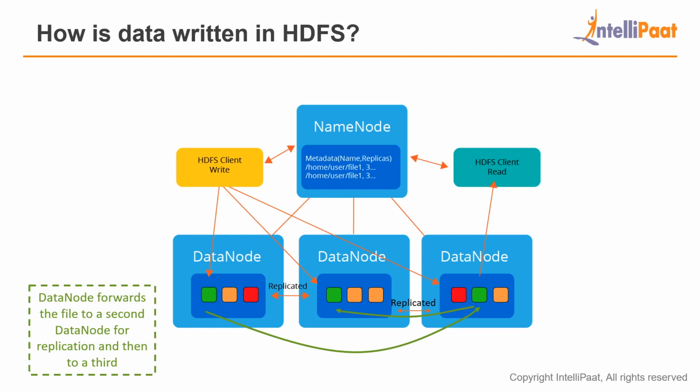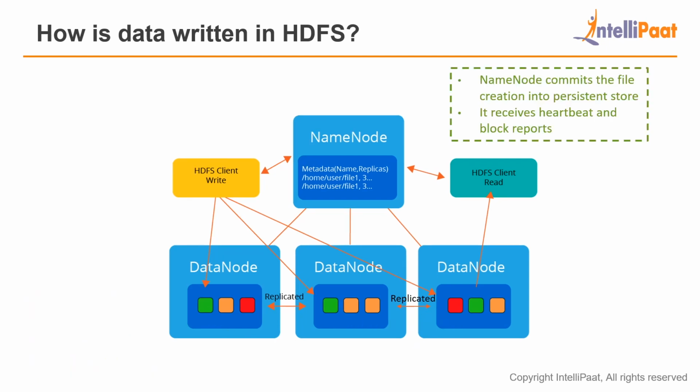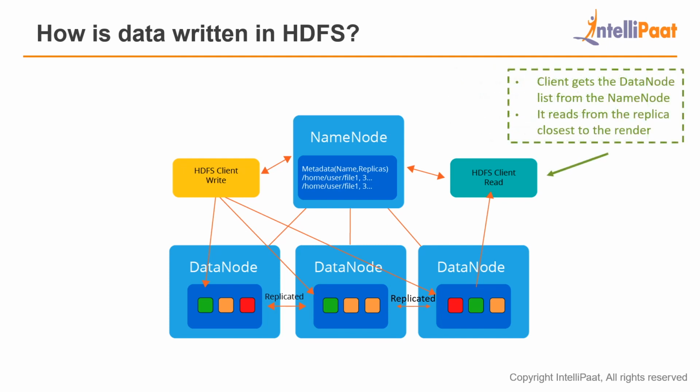It is replicated, and then the name node commits the file creation into a persistent store. It receives heartbeat and block reports, so the name node is constantly checking which data nodes are healthy and which are not. If one is unhealthy, the name node will not try to access files from there. If somebody tries to read the file, it will be accessed from some other data node, and the unhealthy node will not be used for file storage either. The client gets the data node list from the name node and reads from the replica closest to the reader.